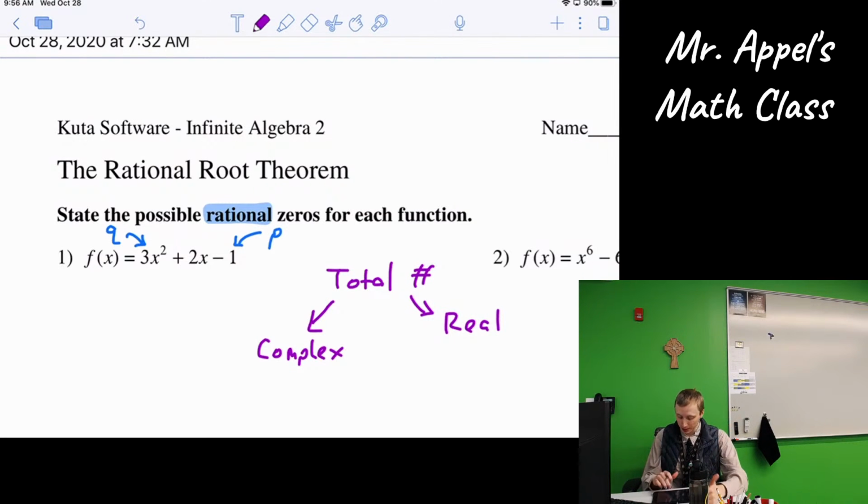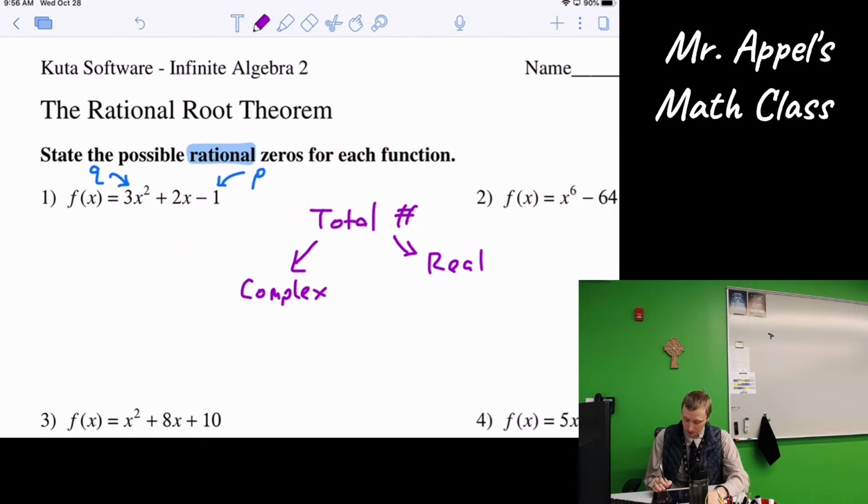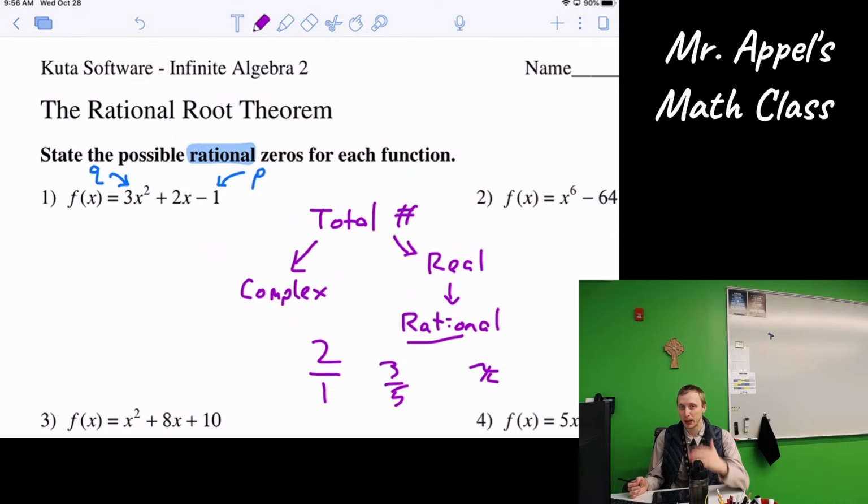And one category of real numbers, recall, is rational numbers, numbers that can be written as a ratio, okay? So 2 is a rational number because you could write it as 2 over 1. 3/5 is a rational number, right? Pi is not a rational number. You cannot represent that as a perfect fraction. It's a decimal that goes on forever, okay? So those funky transcendental irrational things.